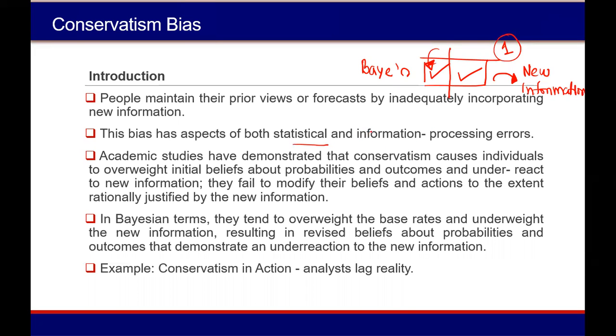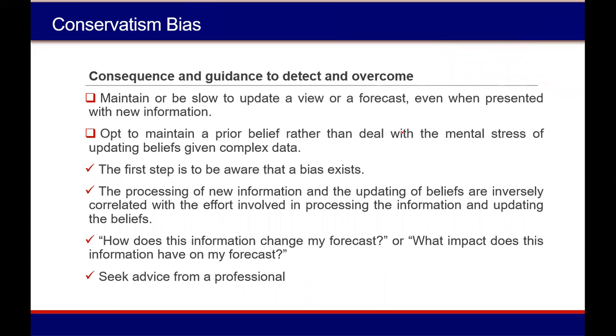Okay. So what is the consequence when we exhibit conservatism bias? We are very slow. We do not like to update our belief with new information. And if that is true, we do not like to take the mental stress of updating our belief.